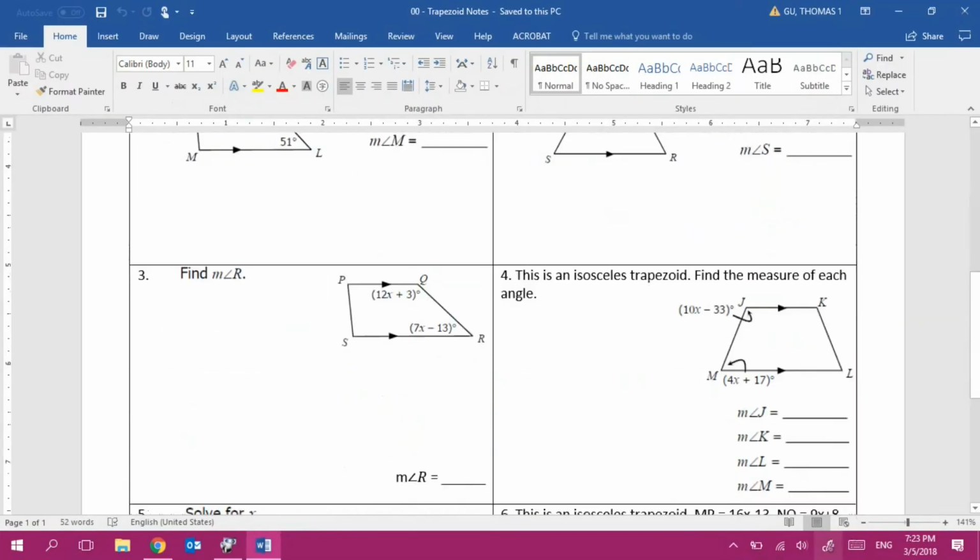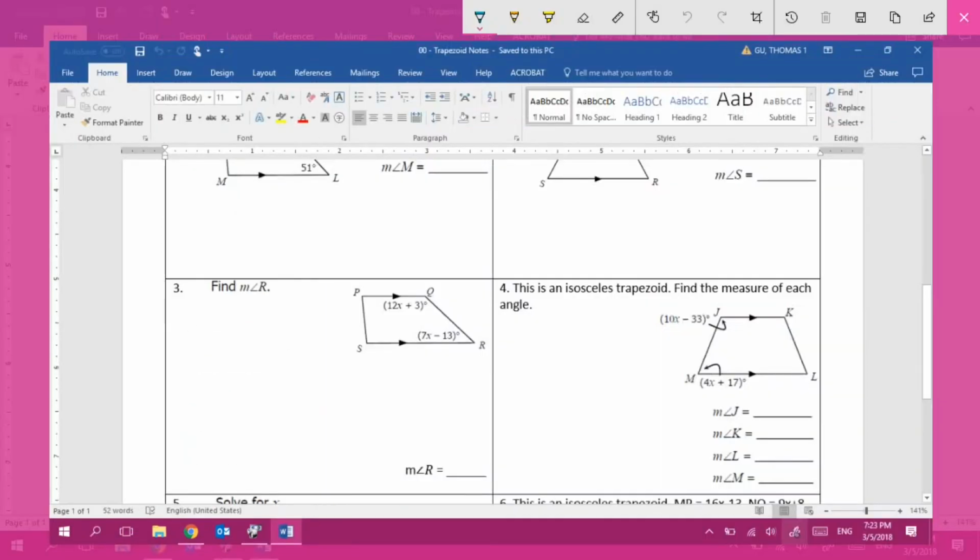Moving on. Number 3. Oh my. Those aren't even numbers, Coach Goo. Just give me a number. Nope. Now, are you going to use some algebra to find our angles?